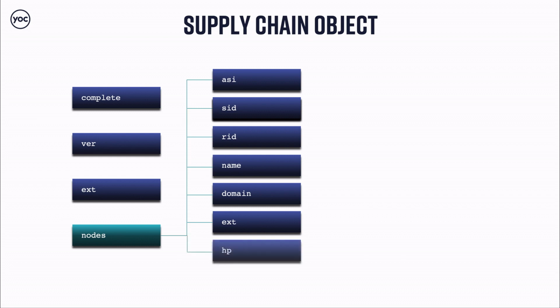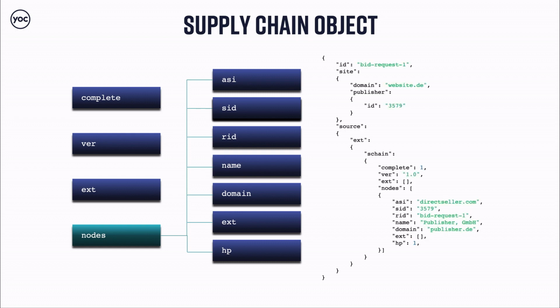Then HP, the most mysterious attribute. It indicates whether this node is involved in the flow of payment for inventory. When it's set to 1, the advertising system in the ASI field, advertising system identifier, pays the seller in the SID field, who's responsible for paying the previous node in the chain, if it exists. When set to 0, this node is not involved in the flow of payment for the inventory. Important remark: for version 1.0 of the supply chain, this property should always be set as 1.